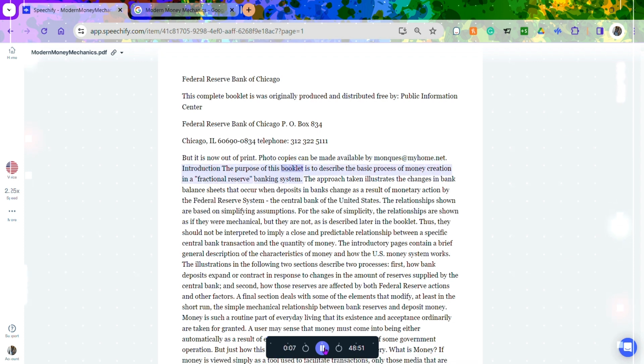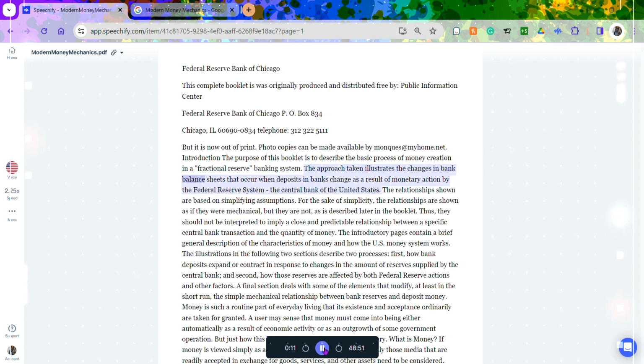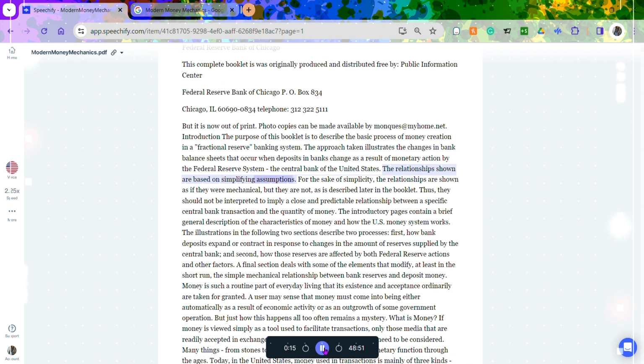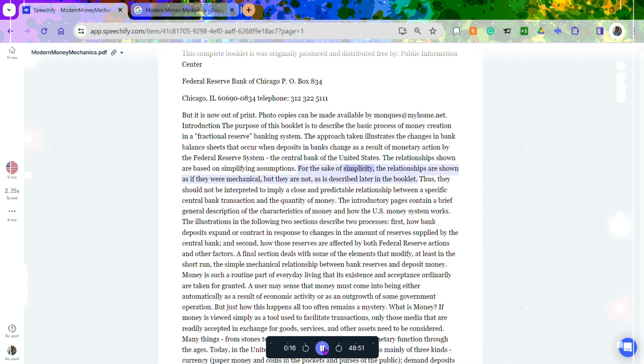Introduction. The purpose of this booklet is to describe the basic process of money creation in a fractional reserve banking system. The approach taken illustrates the changes in bank balance sheets that occur when deposits in banks change as a result of monetary action by the Federal Reserve System, the Central Bank of the United States. The relationships shown are based on simplifying assumptions. For the sake of simplicity, the relationships are shown as if they were mechanical, but they are not, as is described later in the booklet.